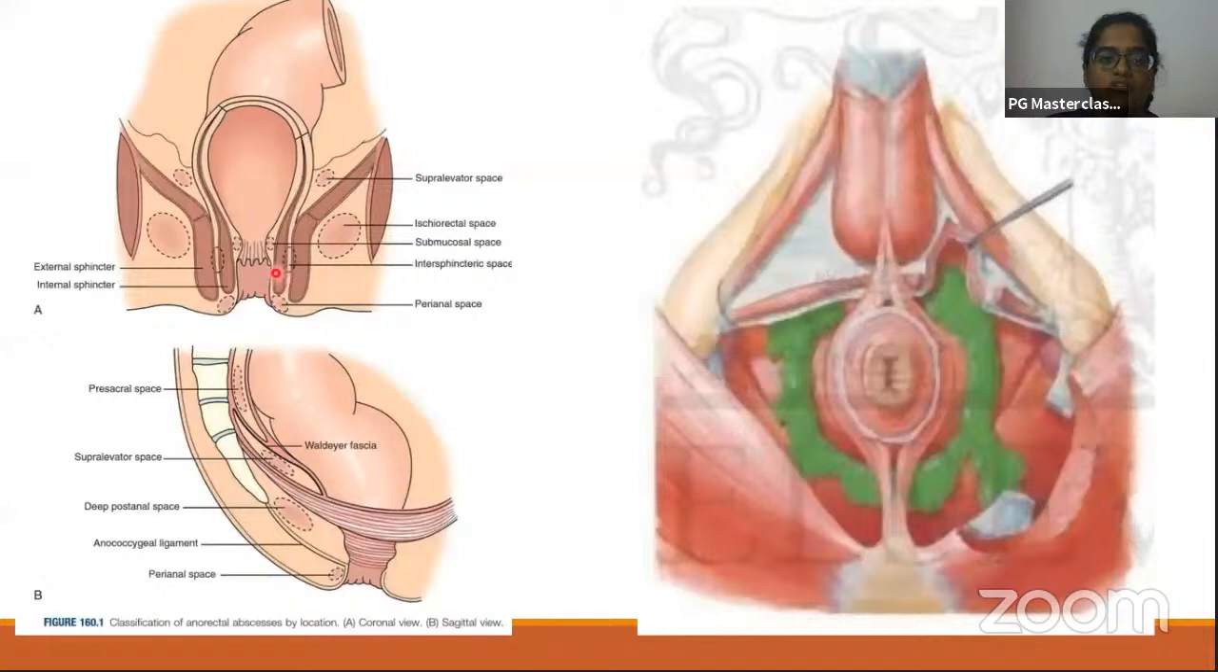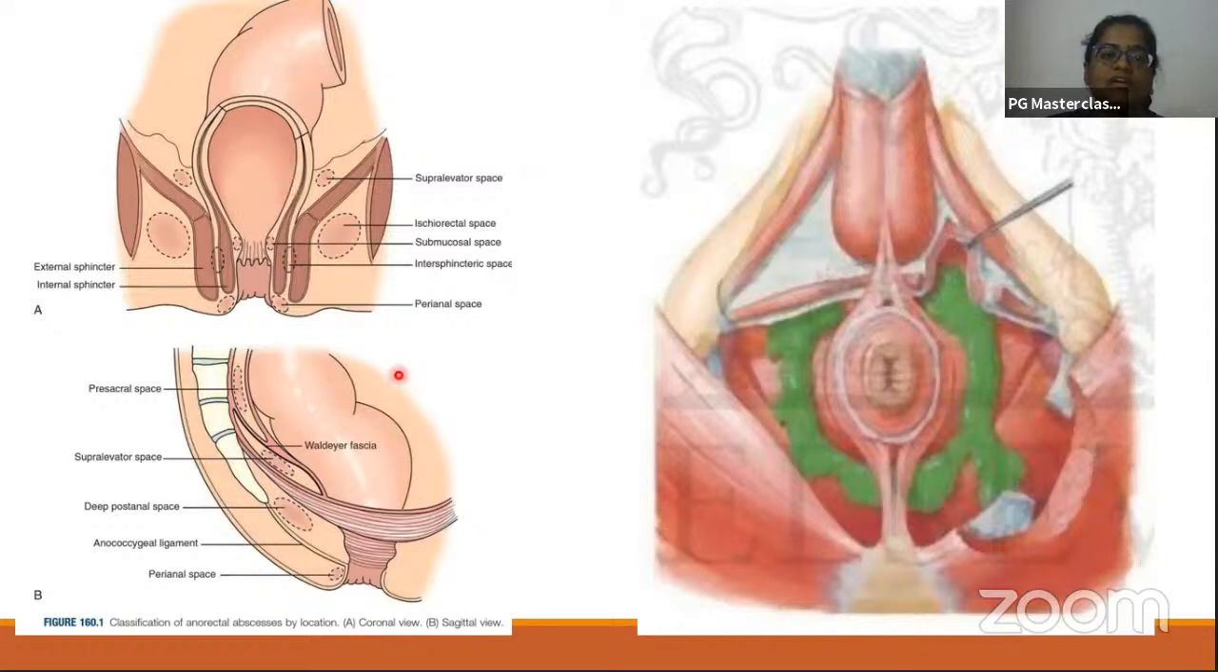Transsphincteric will cross both the internal and external sphincter. So the external opening will be a little farther from the anal verge, and it will cross both the sphincters and open into the anal canal. Extrasphincteric is when the external opening is in the perianal region. It crosses the ischiorectal fossa and has a higher internal opening into the rectum.